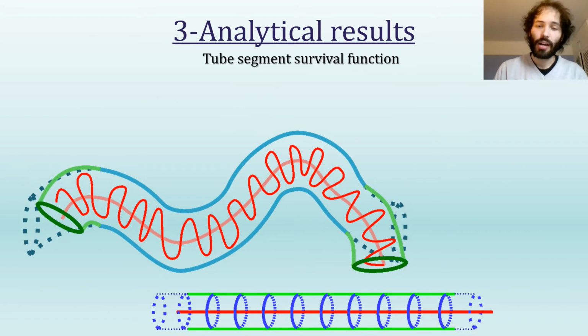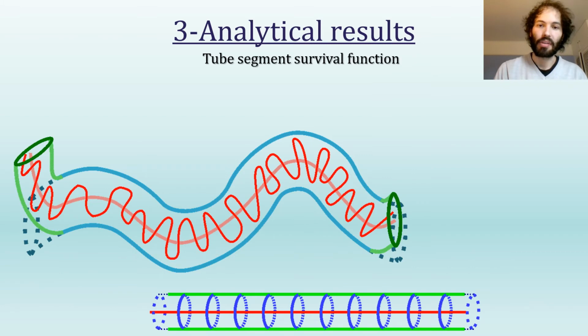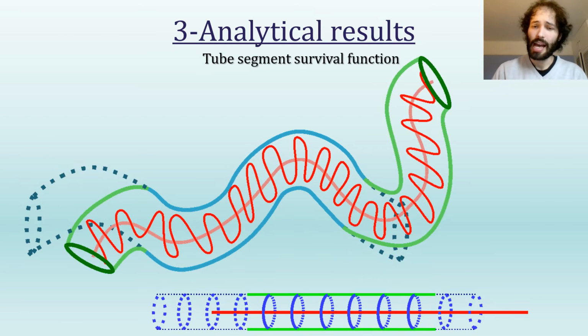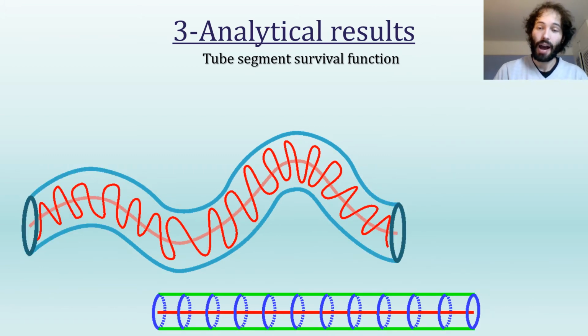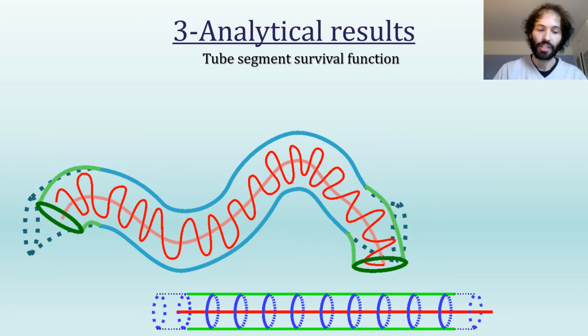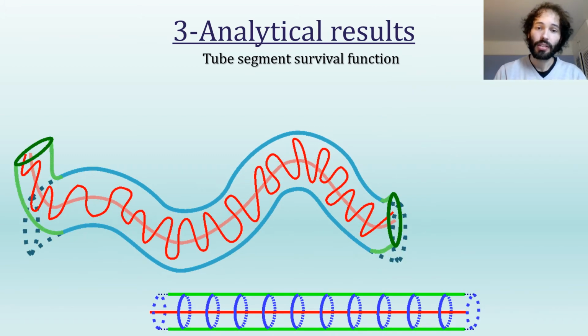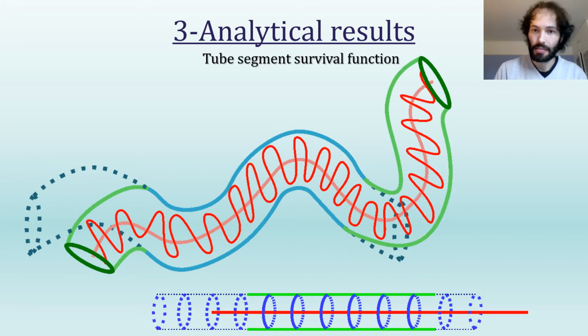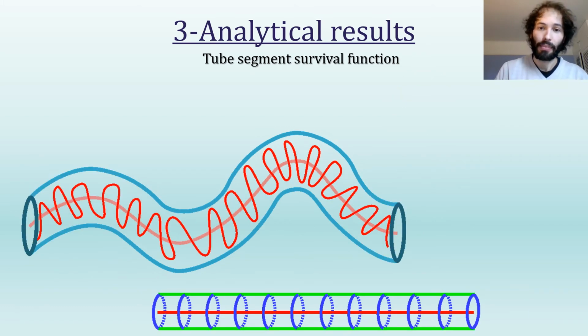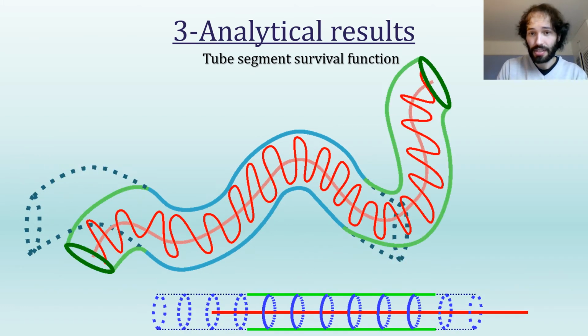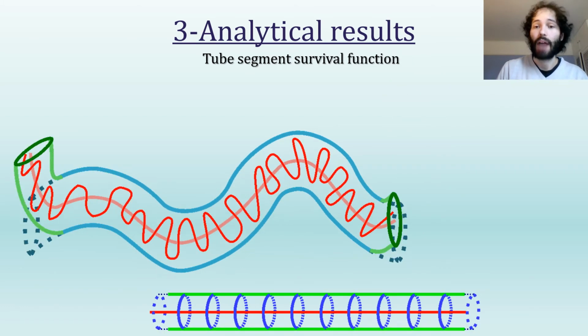So let's start by examining the tube segment survival function. As the chain reptates inside the tube, the segments of the original tube are destroyed every time one of the chain ends reaches these segments. In other words, this observable measures the probability that an original tube segment remains after some time.